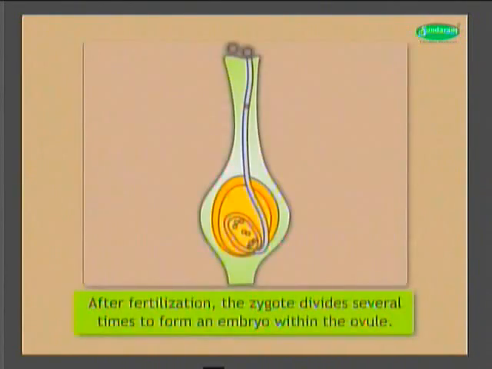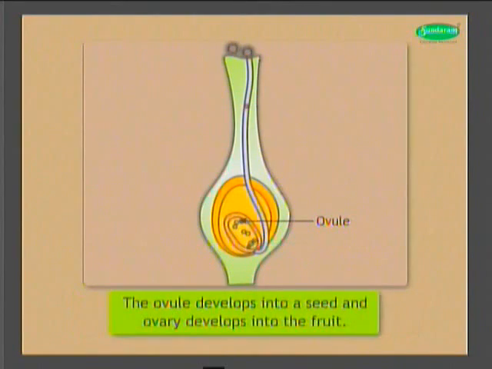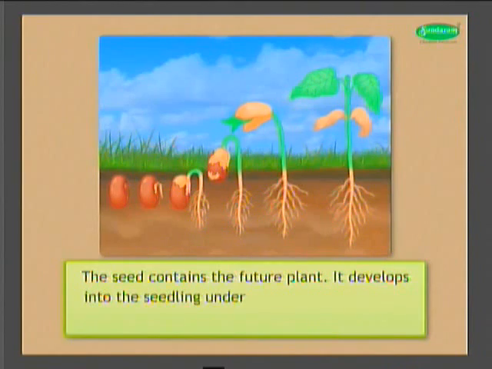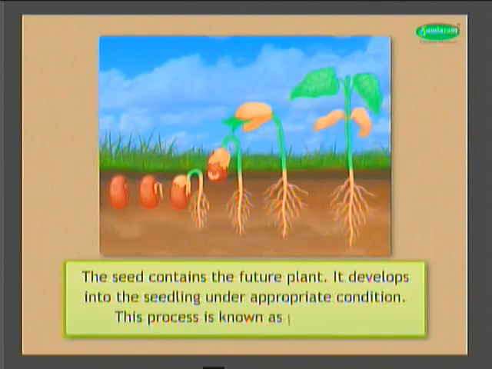Germination. After fertilization, the zygote divides several times to form an embryo within the ovule. The ovule develops into a seed and the ovary develops into the fruit. The seed contains the future plant. It develops into the seedling under appropriate conditions. This process is known as germination.